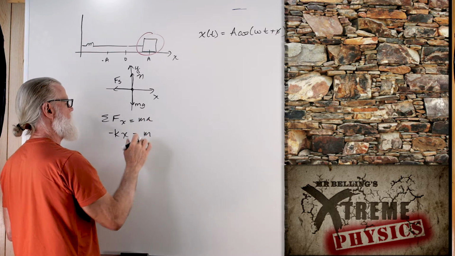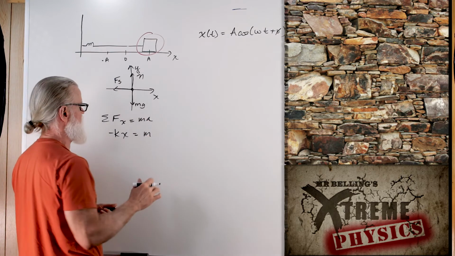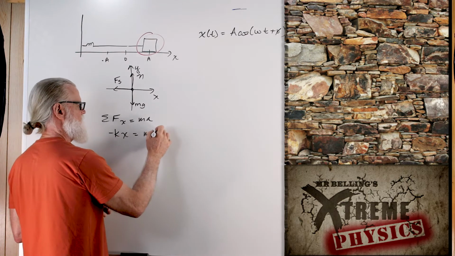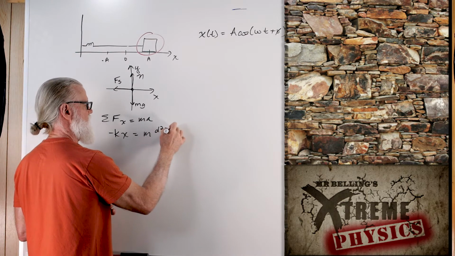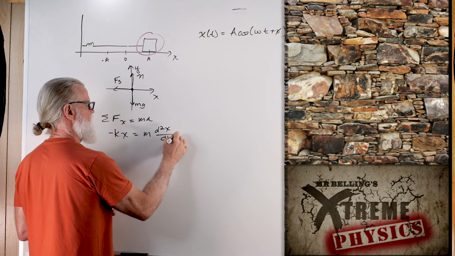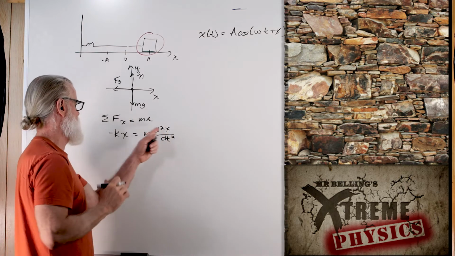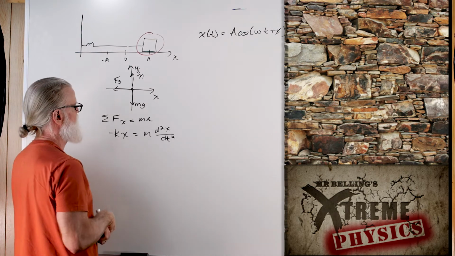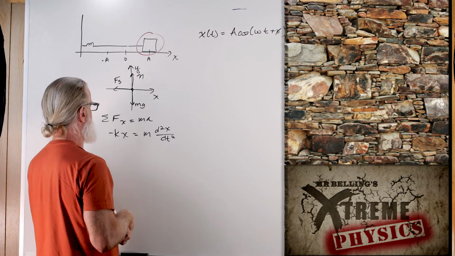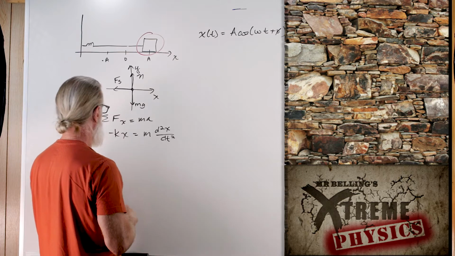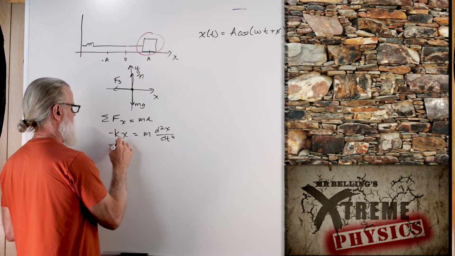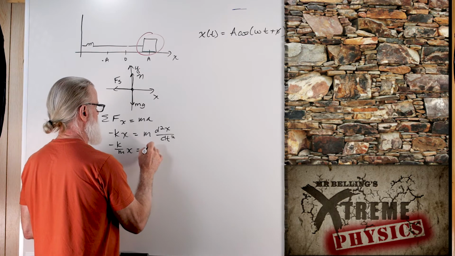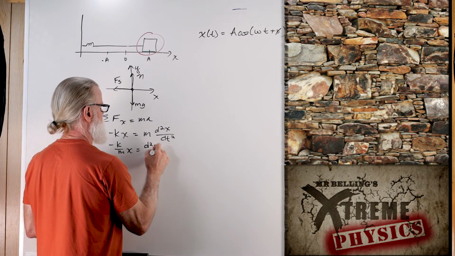And what we're going to do is set up a second order differential equation in terms of x. So this is d squared x dt squared. We're going to take the second derivative of position, because that's acceleration. All right, so we end up with a second order differential equation. Let me just rearrange this a little bit and say negative k over m x equals d squared x dt squared.